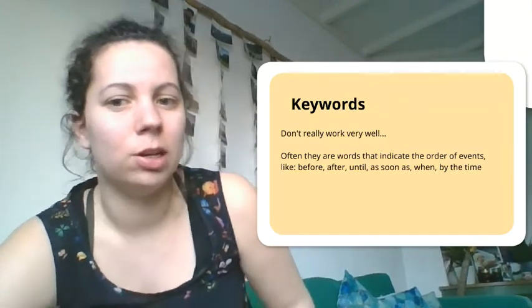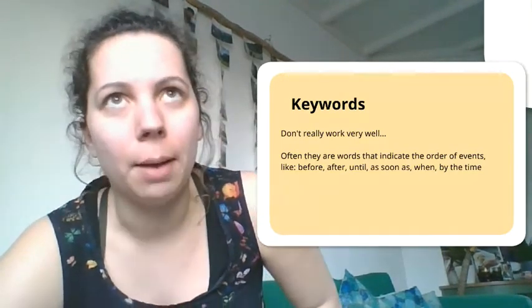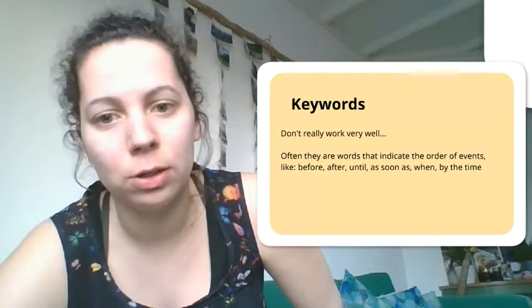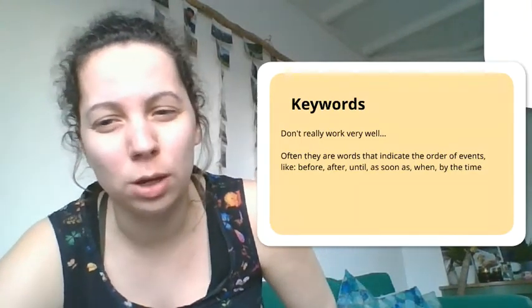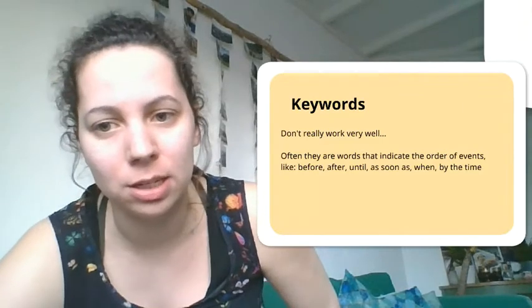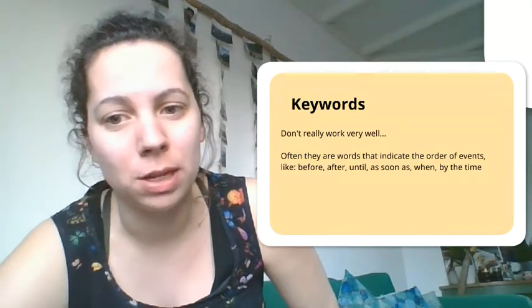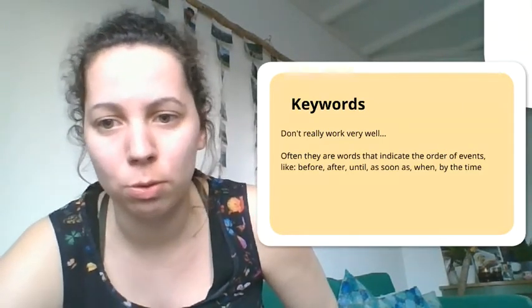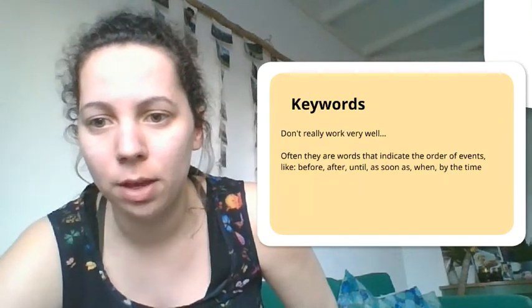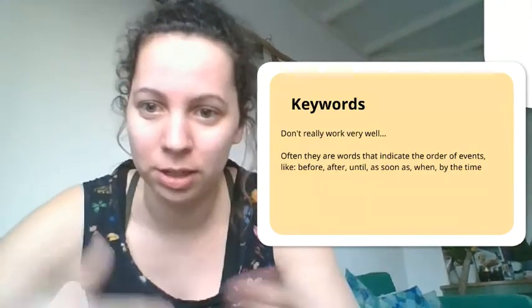For most verb tenses, there are really good keywords. The past perfect does not have very good keywords. They don't really work all that well. You can find some lists on the internet if you like. But the best thing to remember is that it will be some kind of word that orders things in time, because the one is before the other.